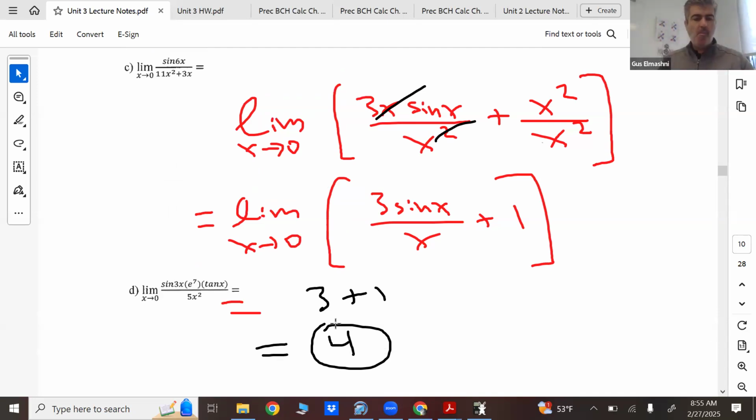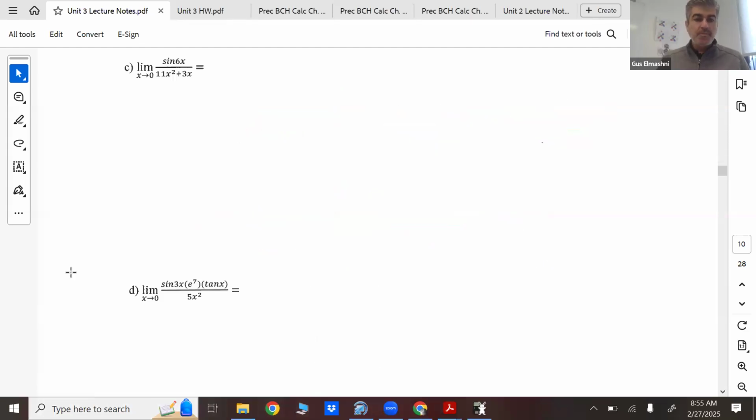For C, do you just leave it as like 6 divided by 11? No. Factor out the x first. Factor the x, guys. You're going to break apart the fractions. You're going to decompose. Do you have sine 6x over x? Okay, good. That's 6. And you still have a larger x plus 3. Great. Plug in 0. Great. You're doing exactly what you're supposed to do.